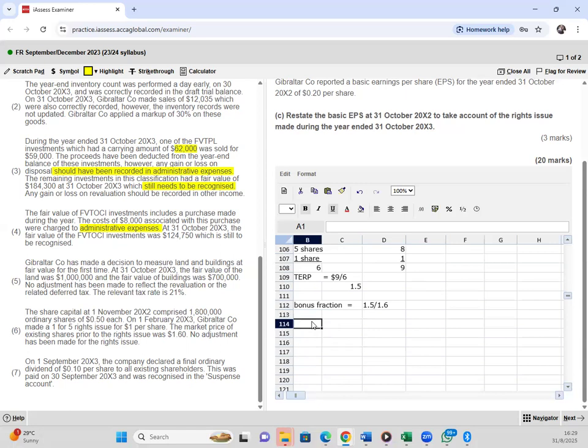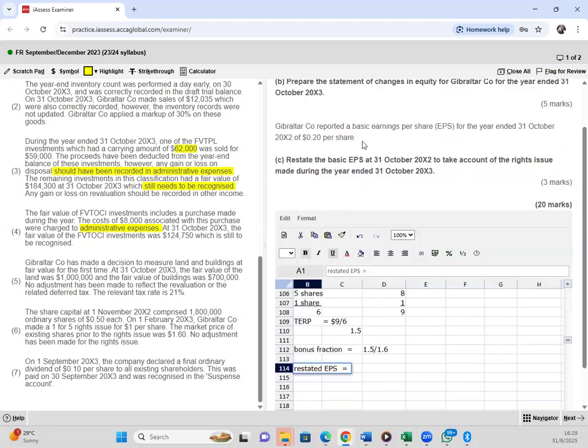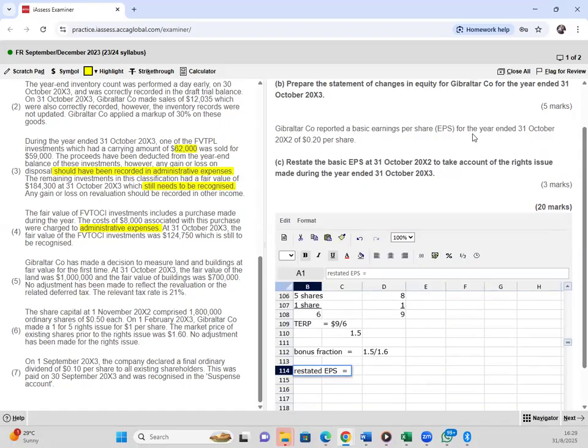So now we want the restated EPS. For the restated EPS, we look at what the earnings were for the last year. Were we told anything about the earnings per share? What was the question? Restate, there is a statement above here. Giumbata reported the basic earnings per share for 31 October 2022, that's last year, of 20 cents. So you take the basic earnings per share, here 20 cents, and you multiply it by the bonus fraction. It could be a bonus issue or a rights issue. For the restated, you take the previous earnings per share before the rights issue or bonus issue, then you multiply by the bonus fraction.